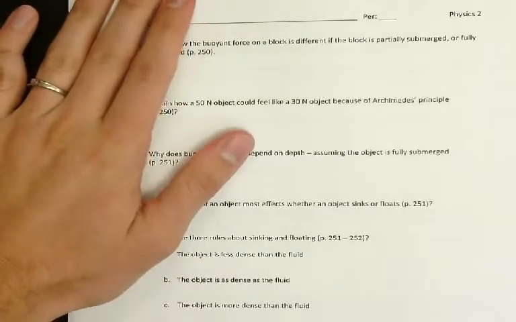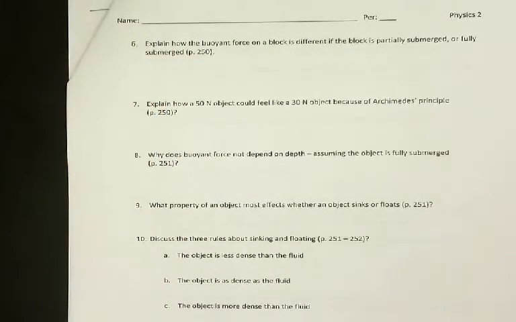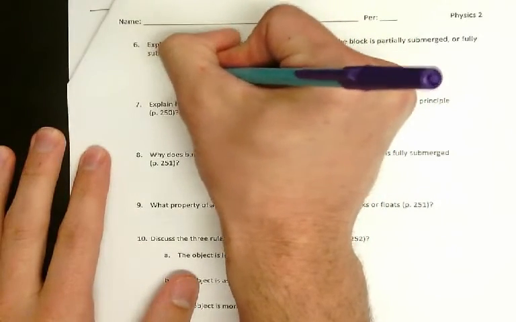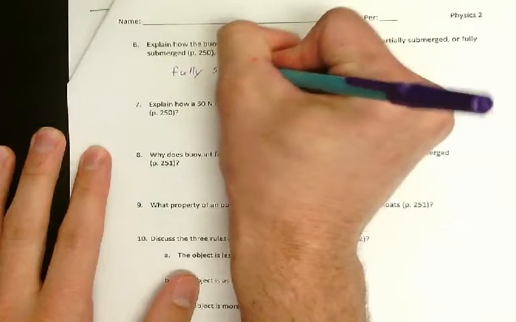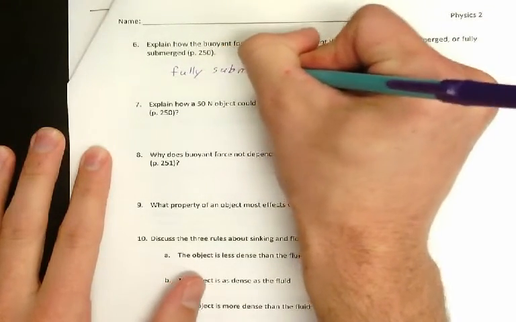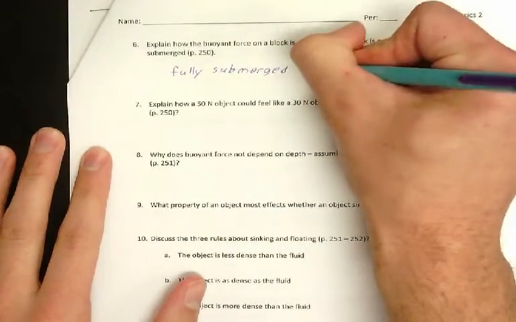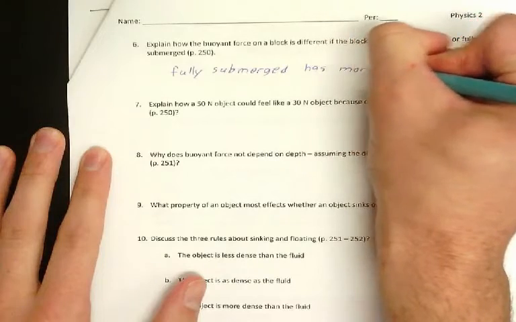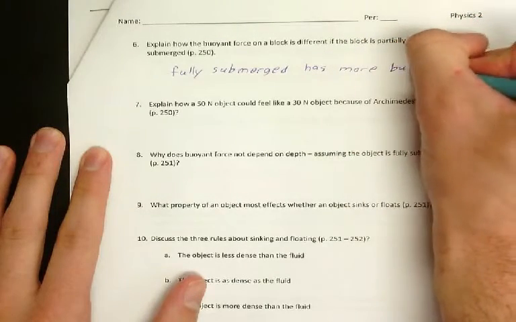Okay. Explain how buoyant force on a block is different if the block is partially submerged or if it's fully submerged. Where do you think the buoyant force will be more? If it's all the way under the water or if it's part way under the water? All the way under the water. So fully submerged has more buoyant force.